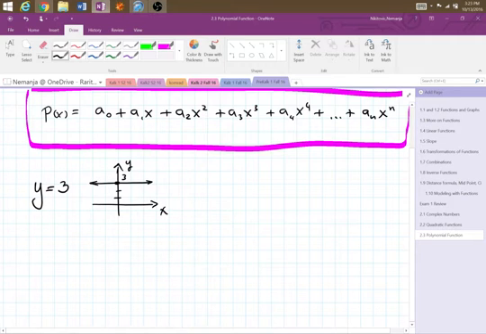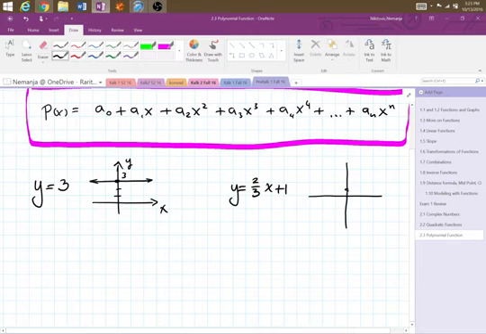Another example would be y equals 2/3 x plus 1, which would be the linear if you keep the first two terms. And you can graph that one as well. You start at plus 1. Go 2 units up and 3 units over, and then connect. So you see that's the linear line that you know.